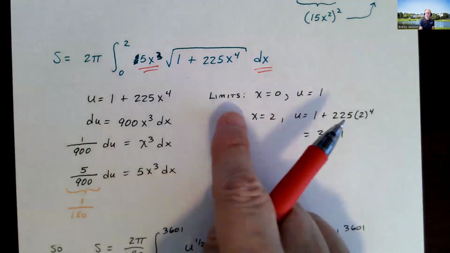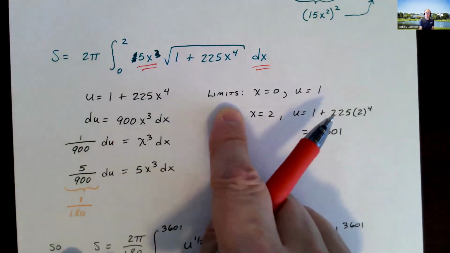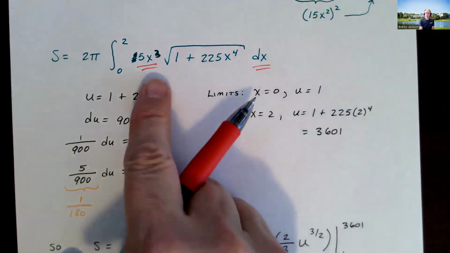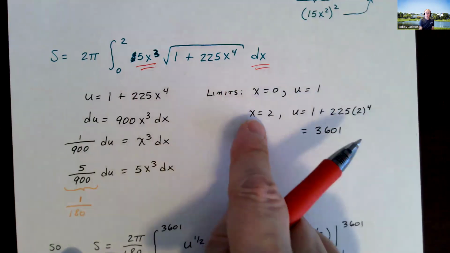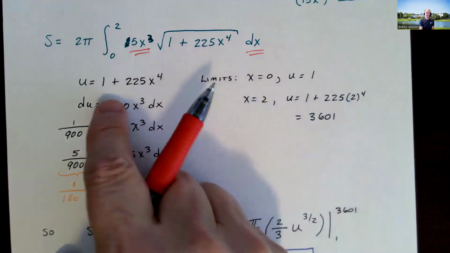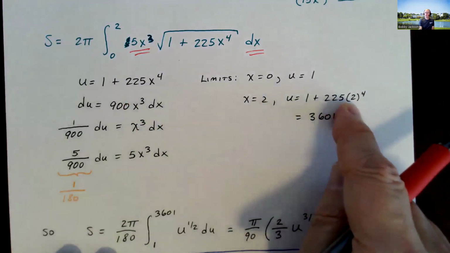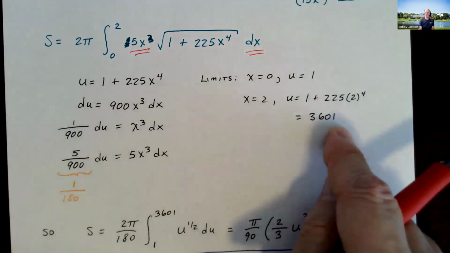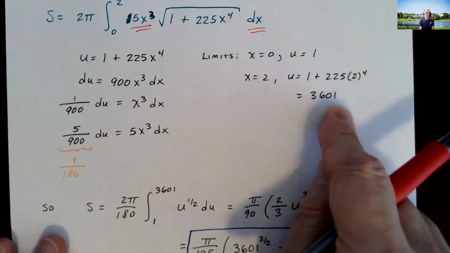And then I do want to change the limits since I'm going over to u, right? When x is 0, if I plug in 0 here, u is just 1. When x is 2, I get u is 225 times 2 to the fourth. Well, plugging it into our calculator, we get 3,601.